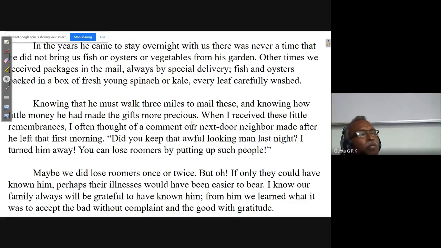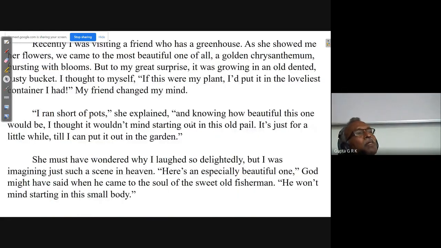From him, we learned what it was to accept the bad without complaint and the good with gratitude. Recently, I was visiting a friend who has a greenhouse. As she showed me her flowers, we came to the most beautiful one of all, a golden chrysanthemum, covered with blossoms. But to my great surprise, it was growing in an old dented, dusty bucket.